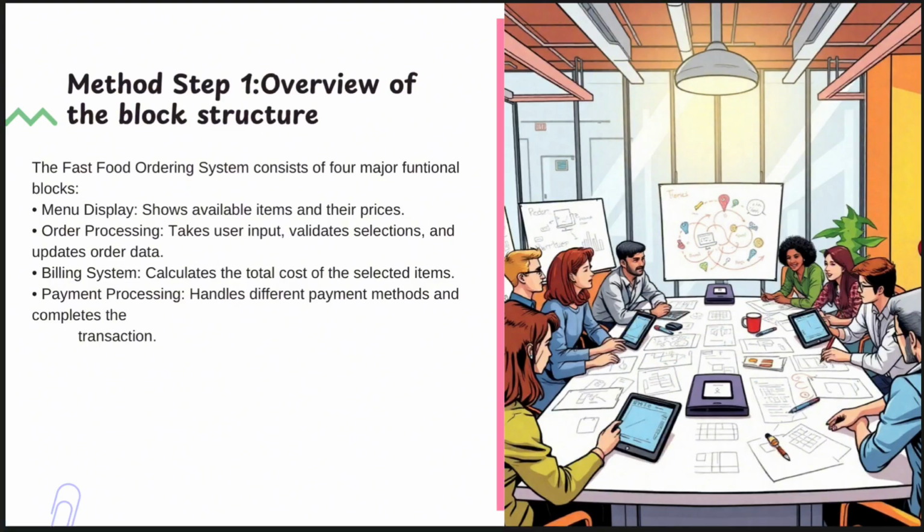Menu display shows available items and their price. Order processing takes user input, validates selection and updates order data. Billing system calculates the total cost of the selected items. And lastly, payment processing handles different payment methods and completes the transaction.